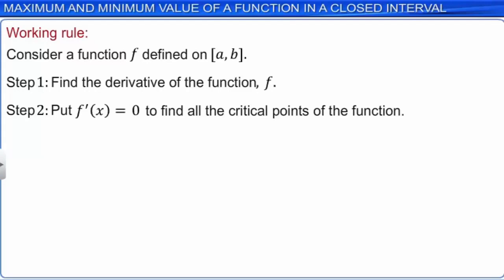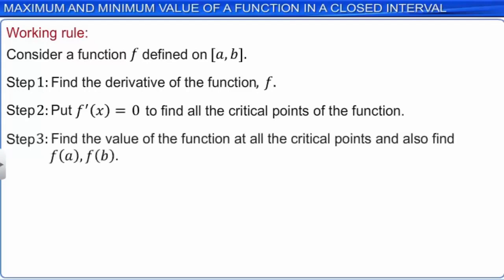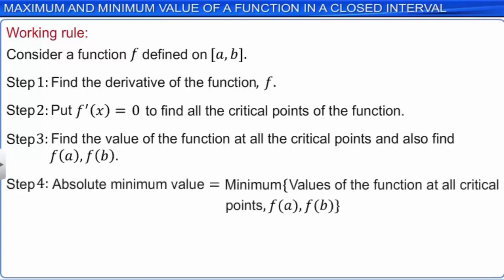Now, the absolute minimum value of the function is the minimum of all the values of the function at all critical points as well as at the endpoints. Similarly, the absolute maximum value of the function is the maximum of all the values of the function at all critical points as well as at the endpoints.